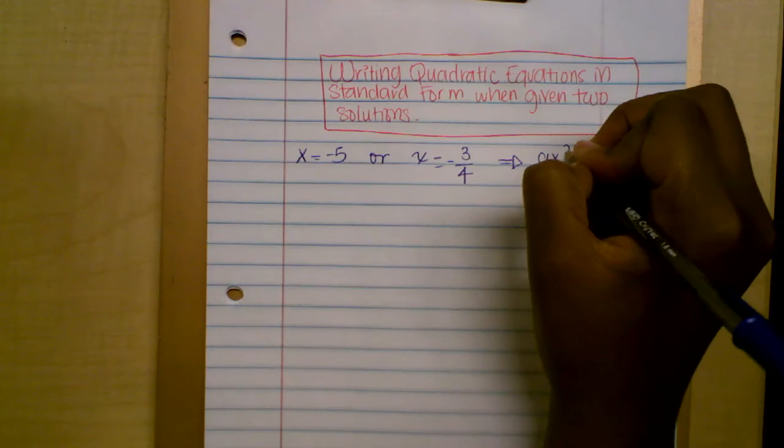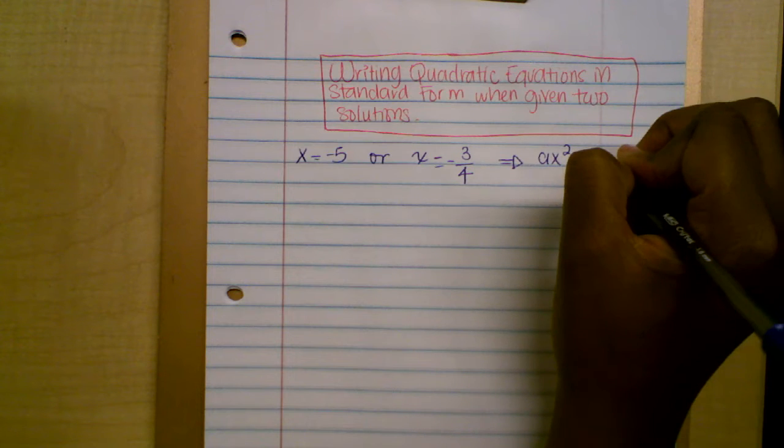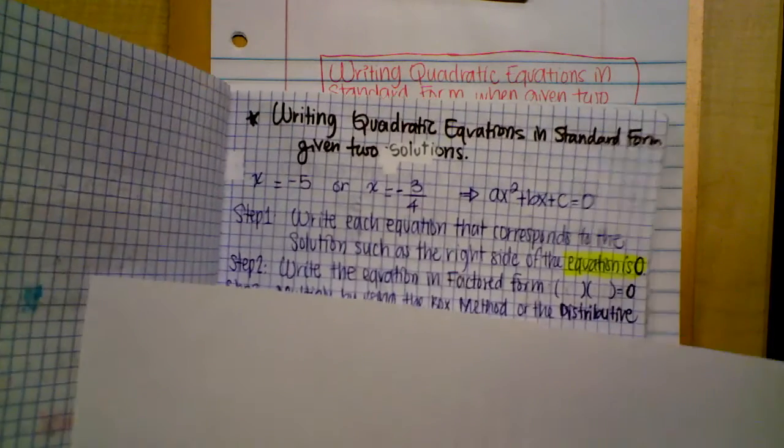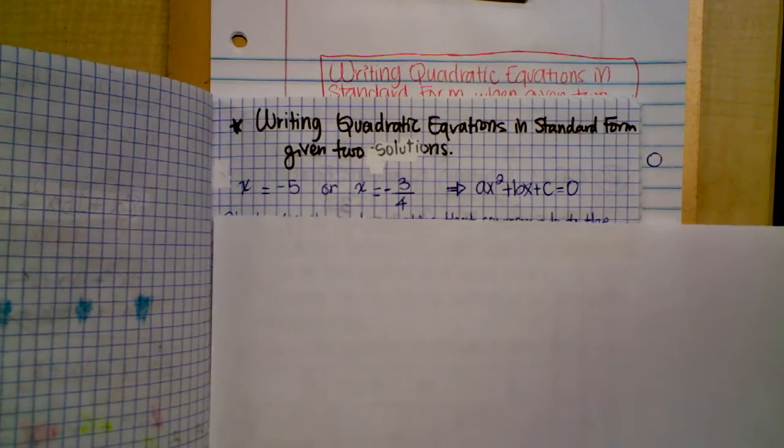You want to have a format like this: ax squared plus bx plus c equal to 0. So what would you do to get there? I have the steps right here. I wrote down the steps already. Let me show you. I'm going to read the steps one at a time.